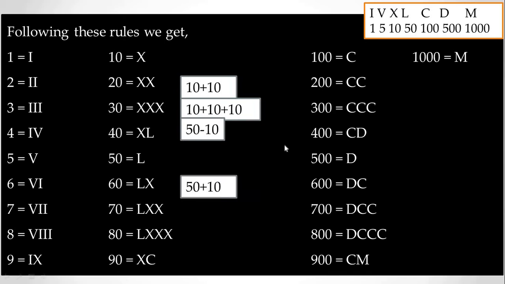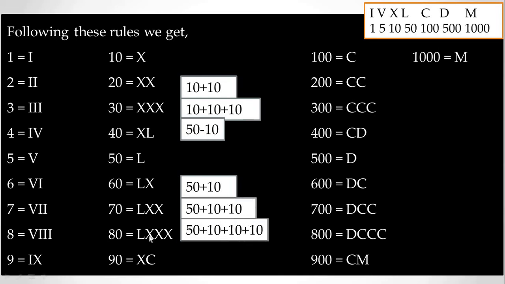L is already 50, then LX, 50 plus 10, 60. So 50 is L, and then on the right hand side you write X, so it is 50 plus 10. Whenever you do addition, you write the number to the right hand side. Next one, 50 plus 10 plus 10 is 70. Then this one is quite easy, after L you write 3 X, so it will be nothing but 80.